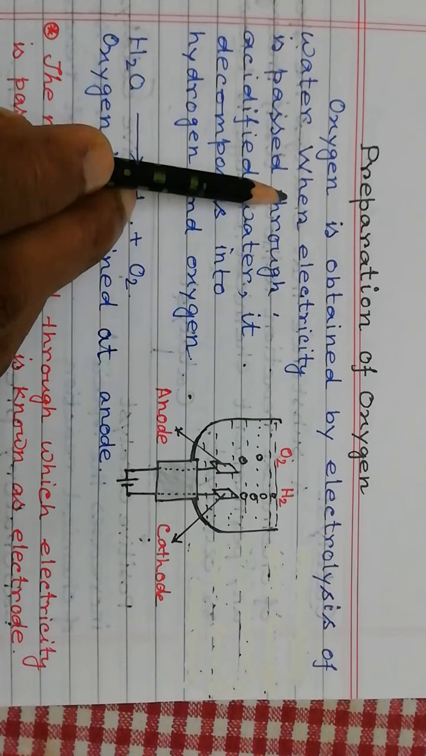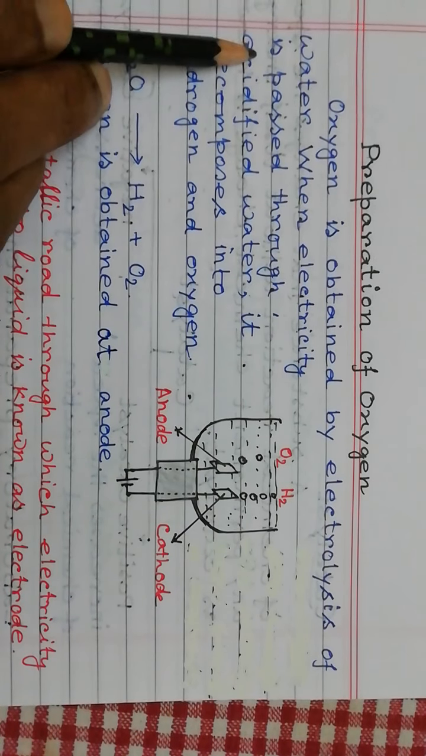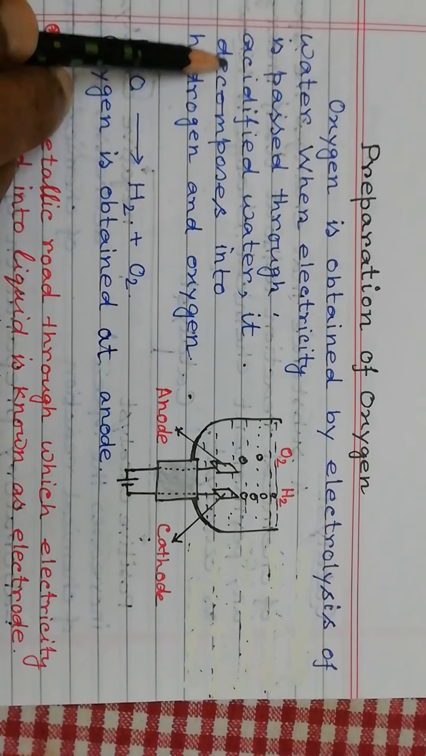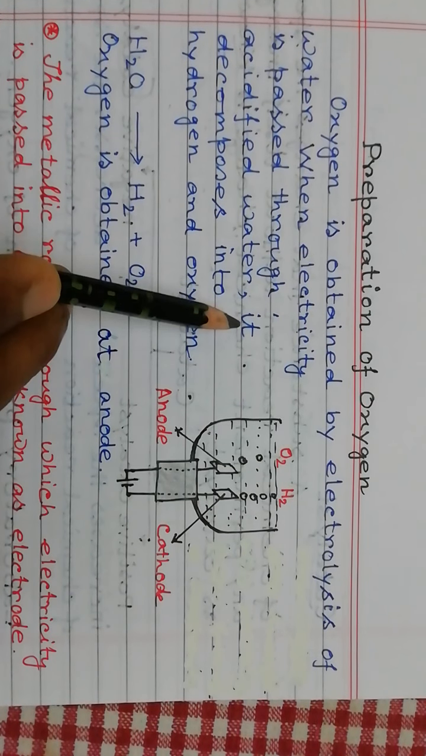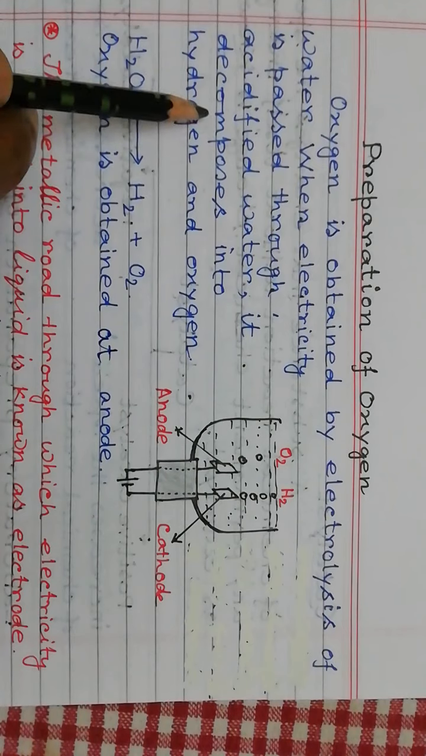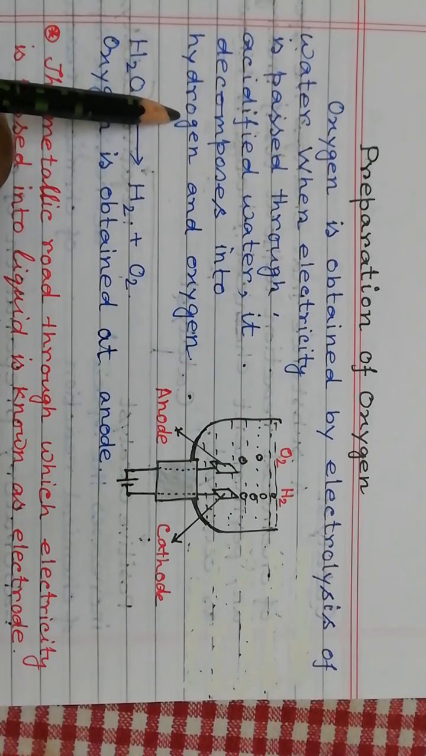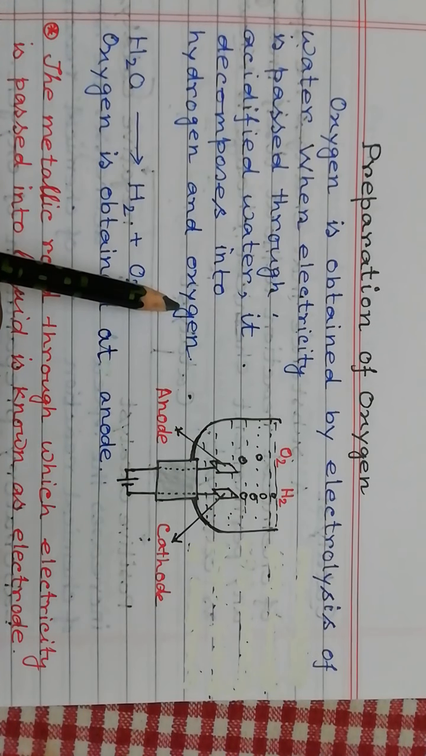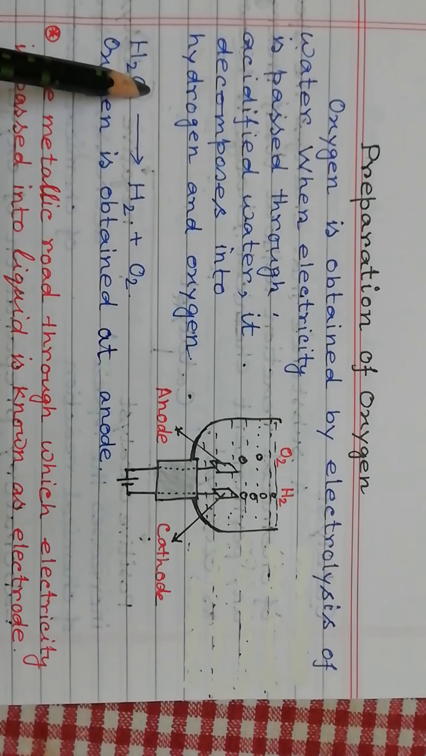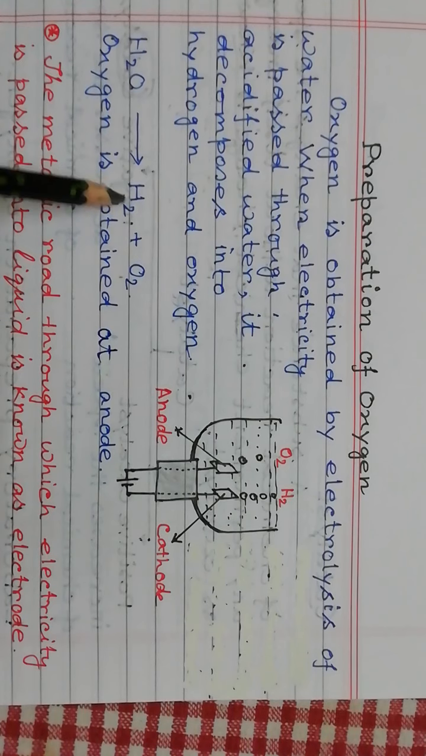That means when electricity is passed through acidified water, it means water decomposes into hydrogen and oxygen. This is water. It decomposes into hydrogen and oxygen.